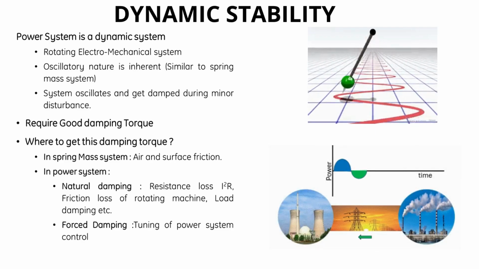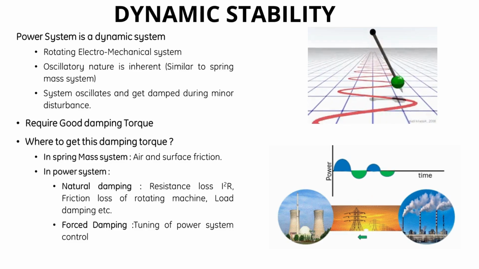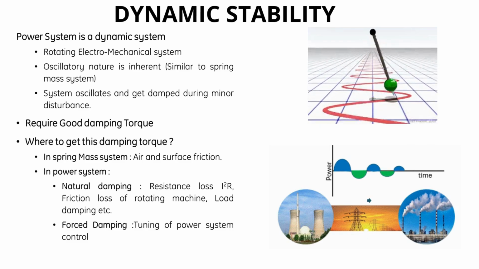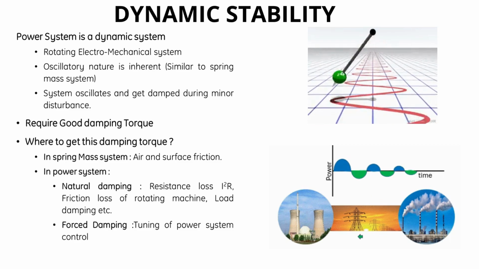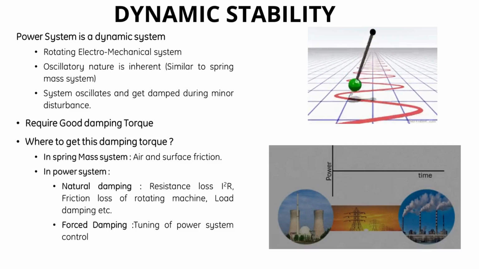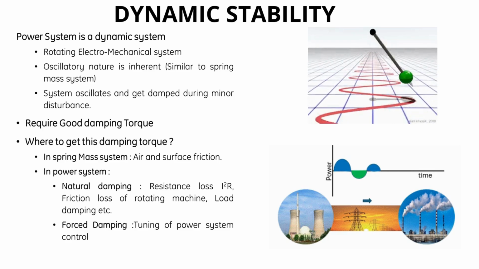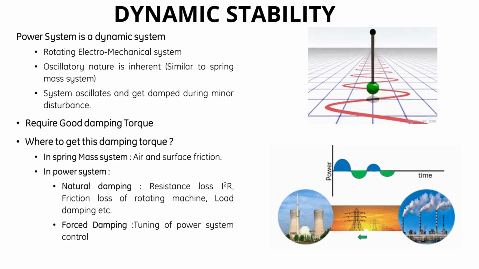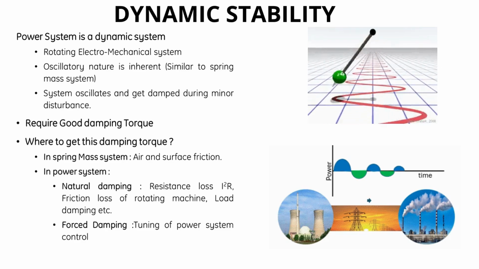And this, the material says, requires good damping torque. Where does the damping come from? It mentions natural damping, like I2R losses, friction. Yes, the system has some inherent passive damping. Electrical resistance dissipates energy. There's mechanical friction. Some loads help damp things. But often this natural damping just isn't enough, especially in big, complex grids. So you need more. So we rely on forced damping, which is actively added by tuning control systems correctly.